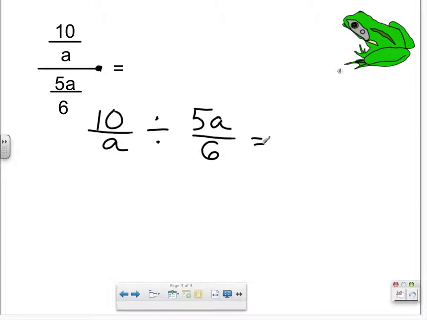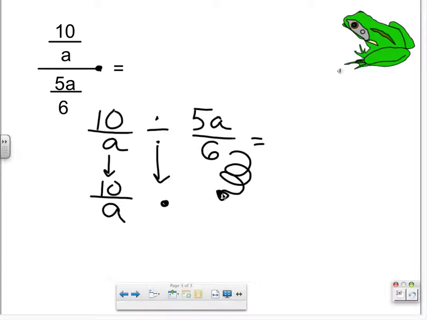Basically, your first fraction stays exactly the same. So I keep it as 10 over a. I change it to a multiplication problem, and then I've got to take the reciprocal, which means flip the final fraction. Okay, so 3 steps. The first one stays the same. I change division to multiplication, and I do the reciprocal, or flip, my final fraction.